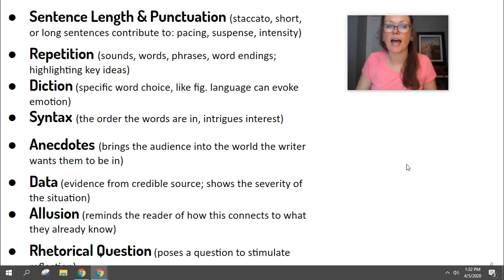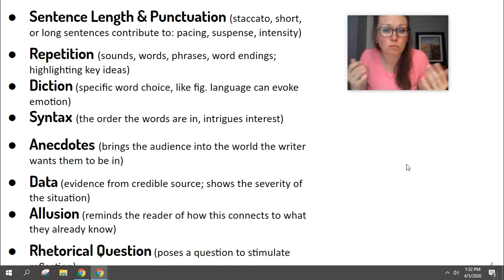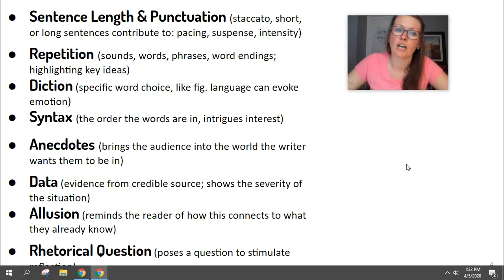And so when we look at sentence length being staccato, short, or long sentences, or specific types of punctuation, they usually have to do with the writer creating pacing, slow, fast, creating suspense, or really making it intense for the reader or the audience. Another choice that the writer might make might be repetition. Do they repeat specific letter sounds, specific words, specific phrases, or specific word endings to highlight key ideas?